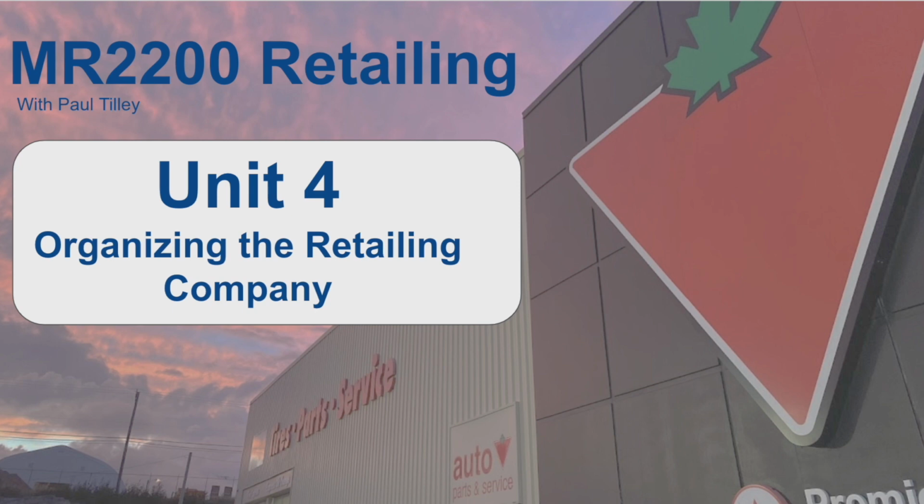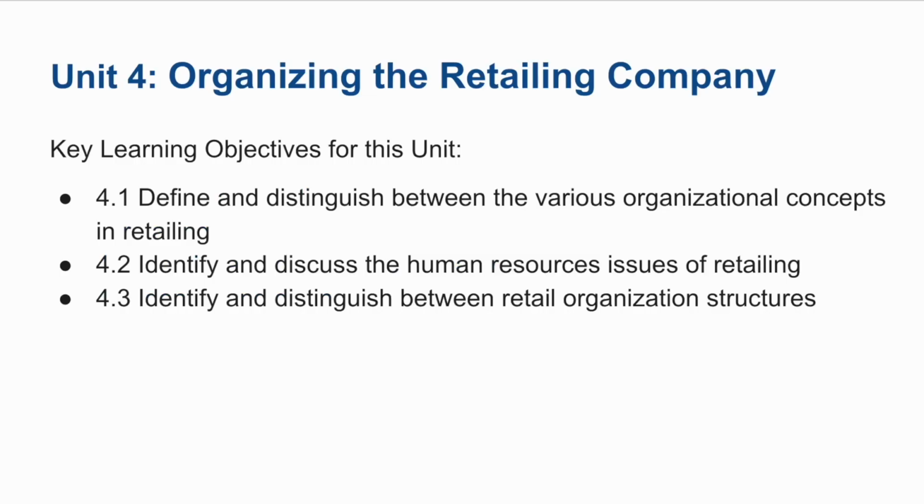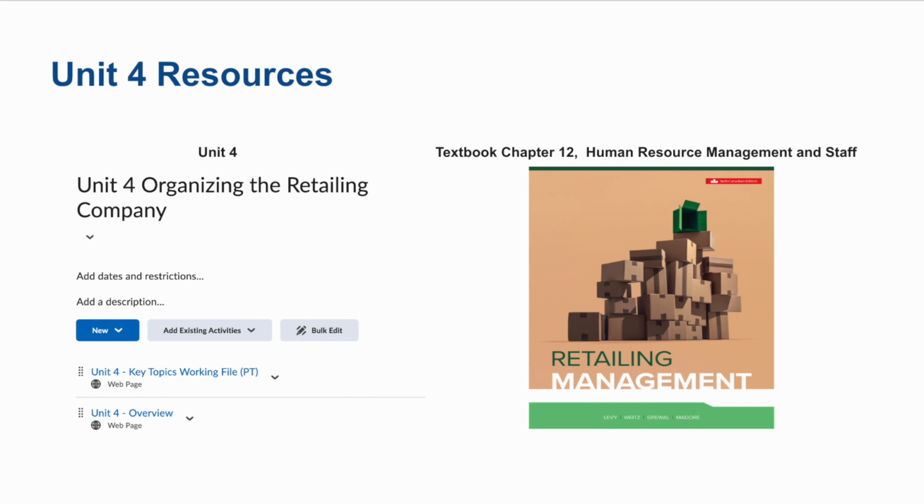And today we're talking Unit 4, Organizing the Retailing Company. In this particular unit, we're looking at three basic things. We're talking about the various organizational concepts in retailing, we're identifying and discussing the human resource issues related to those, and we're identifying and distinguishing between the retail organizational structures that are available out there. This is covered in Chapter 12 of the edition of the book.